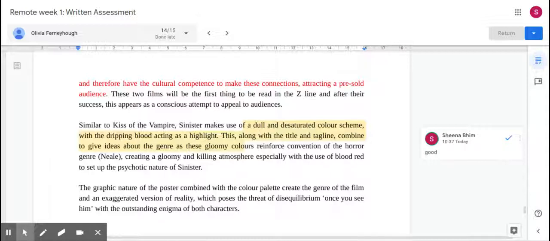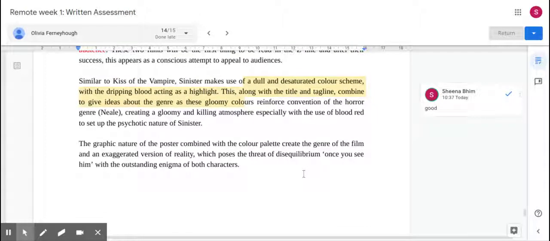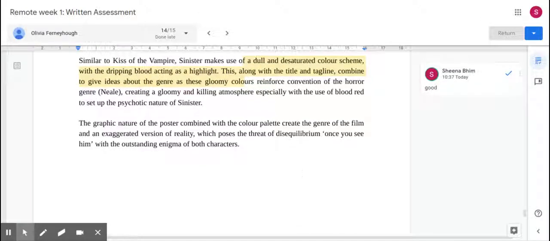So similar to Kiss the Vampire, Sinister makes use of a dull, desaturated colour scheme, so there's no requirement to mention other texts, but it's nice that this person has. With the dripping blood, I would put the blood in inverted commas, acting as a highlight. This, along with the title and the tagline, combine to give ideas about the genre, as these gloomy colours reinforce the conventions of the horror genre, which conveys this atmosphere of blood, of death, of psychosis, of possession. And then the graphic nature of the poster combined with the colour palette create the genre of the film and an exaggerated version of reality, which poses a threat to the disequilibrium of once you see him.